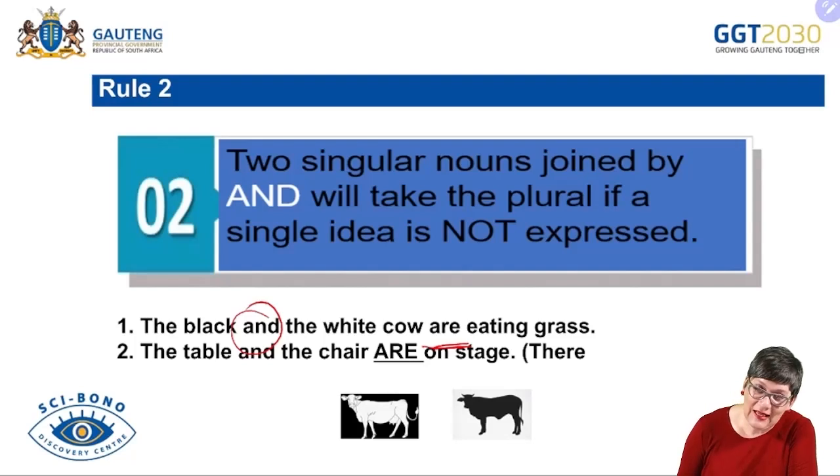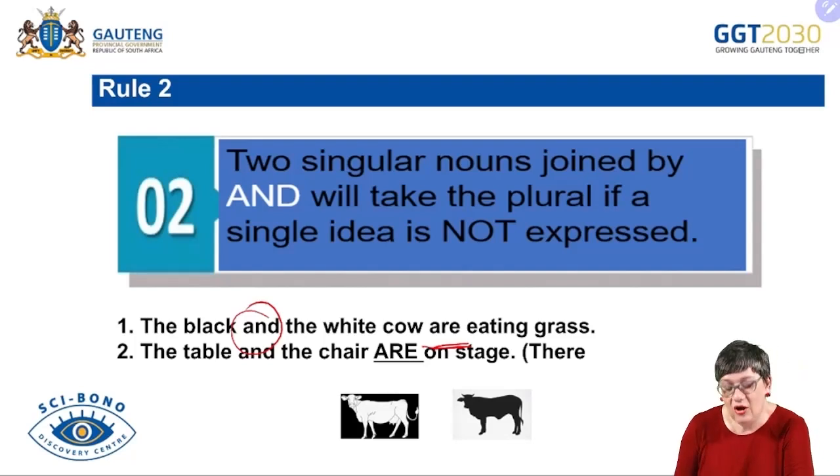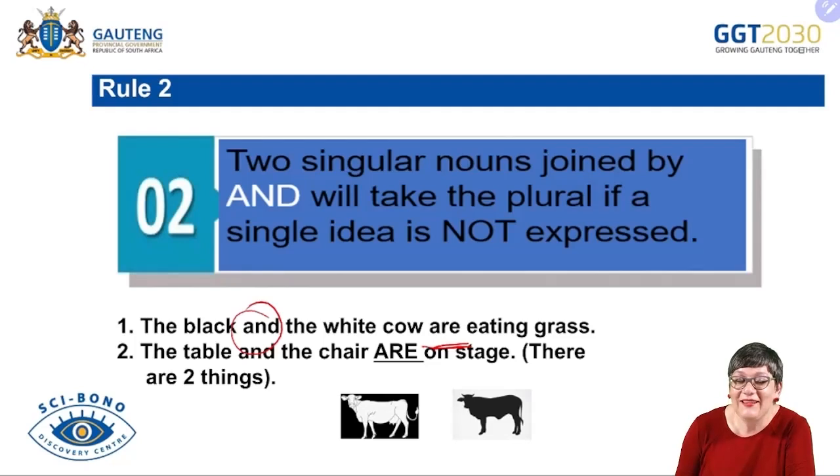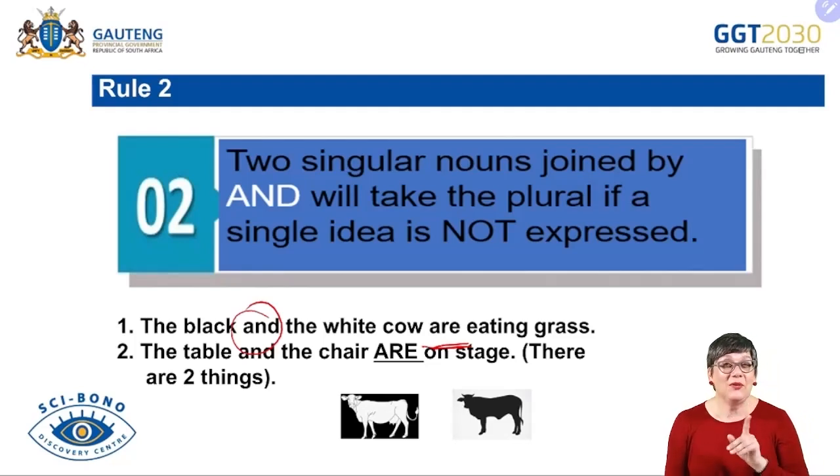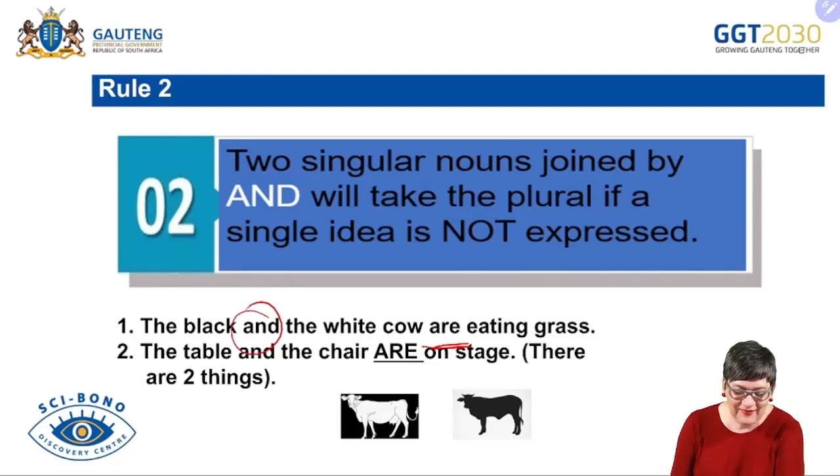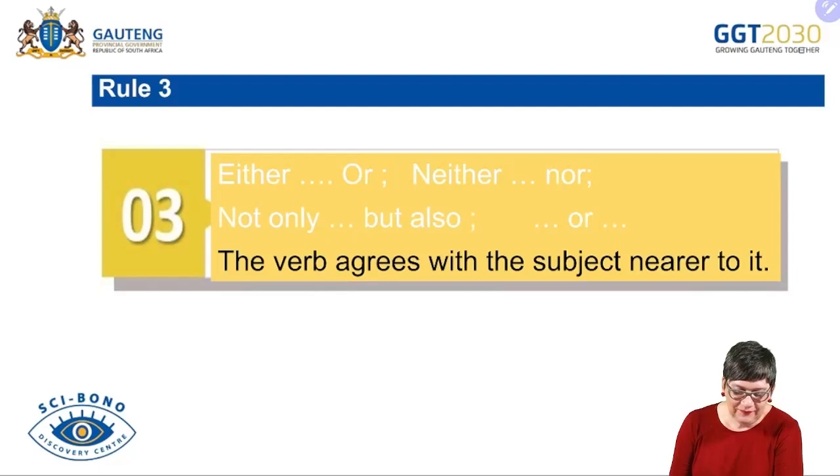The table and the chair are on stage. In other words, there are two things that are on stage. Okay. So again, when you read, and this is what I've said the whole time, make a note. Am I talking about one thing or is it two things? Let's look at the next one.